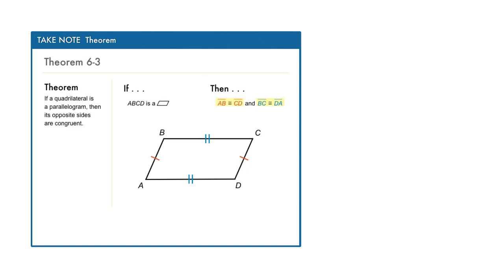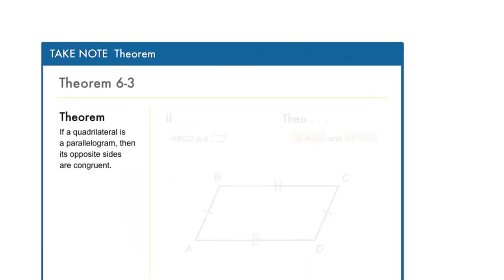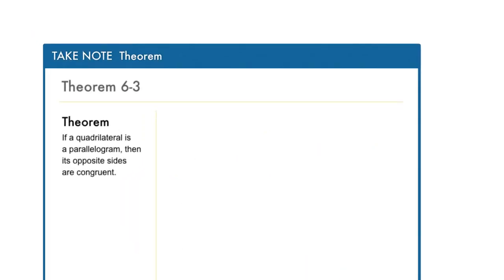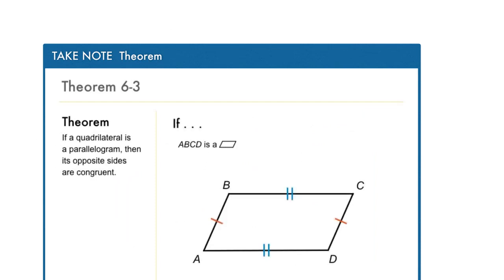That brings us to Theorem 6-3. It states, if a quadrilateral is a parallelogram, then its opposite sides are congruent. So in the diagram, if ABCD is a parallelogram, then segment AB is congruent to segment CD, and segment BC is congruent to segment DA.